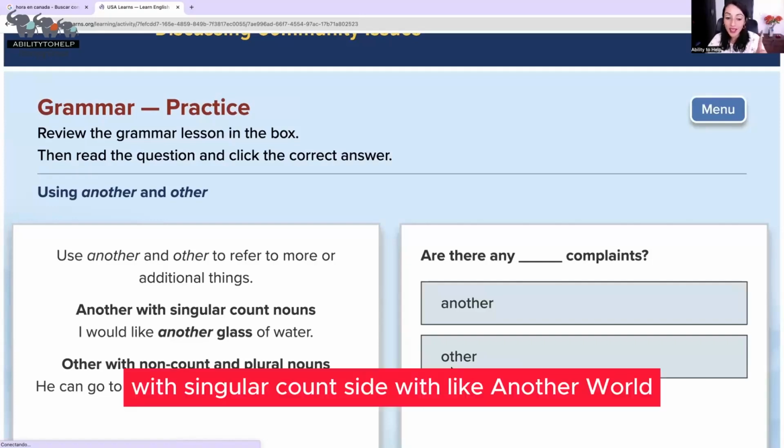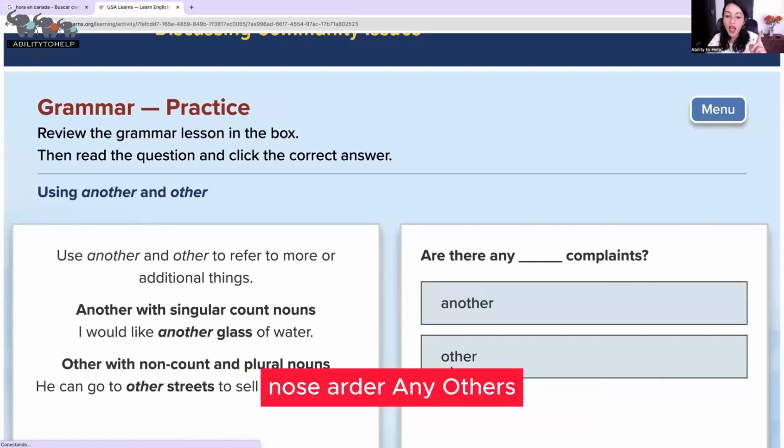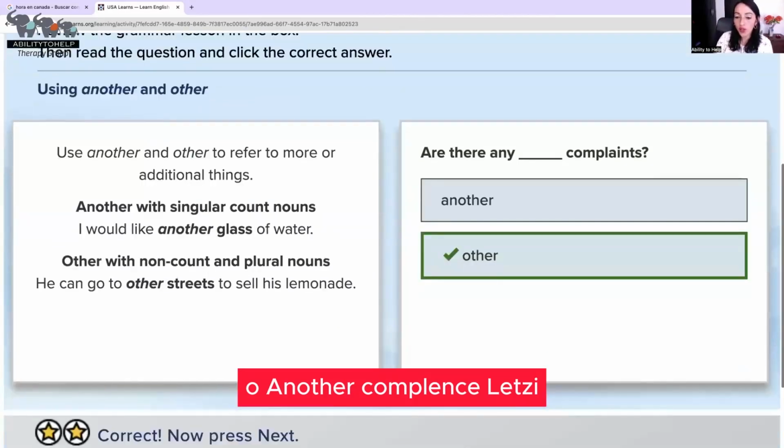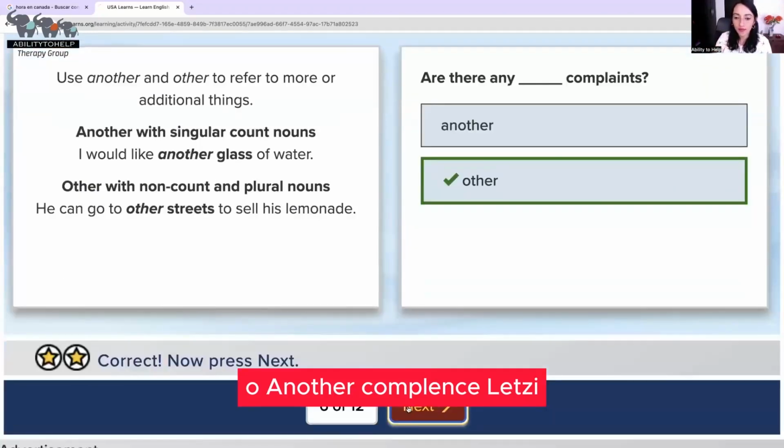So use another and other to refer to more or additional things. Another with singular count nouns. I would like another glass of water. Other with non-countables and plural nouns. Are there any other complaints? Complaints are plural nouns, so that's why I have to click other, because another is just for singular.